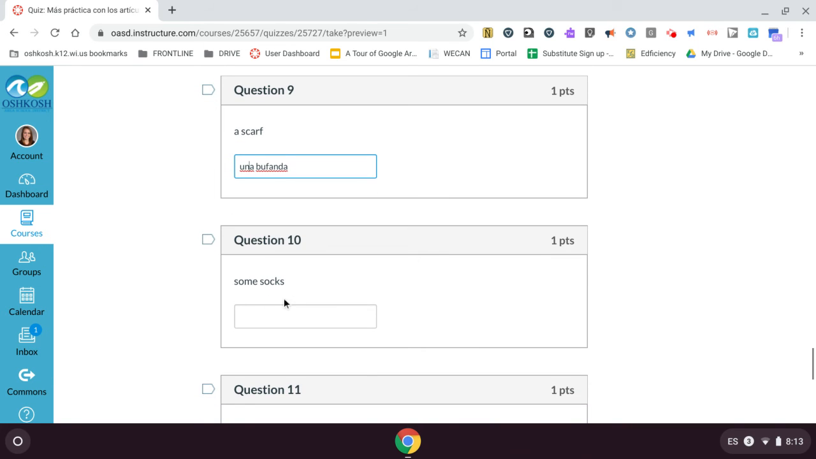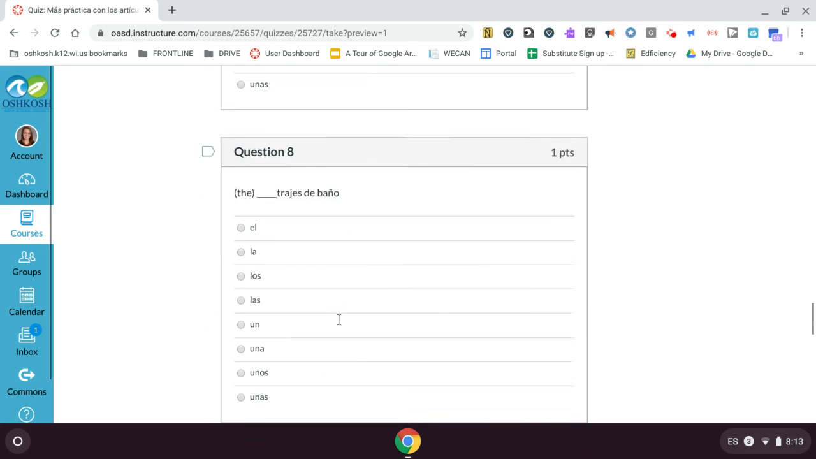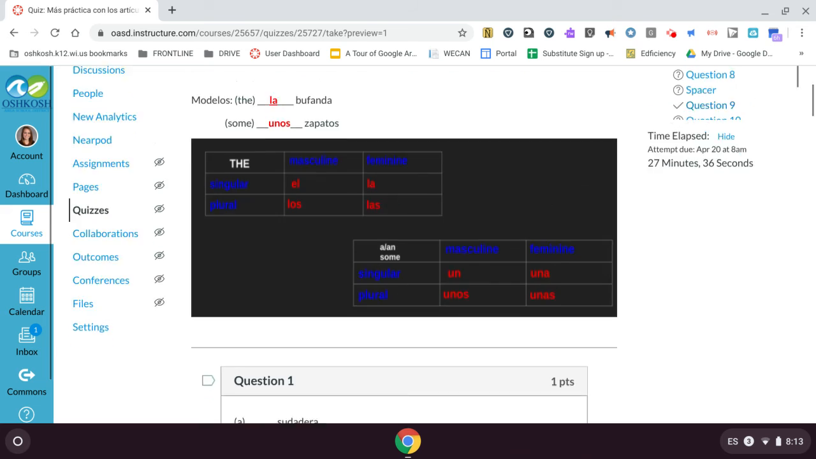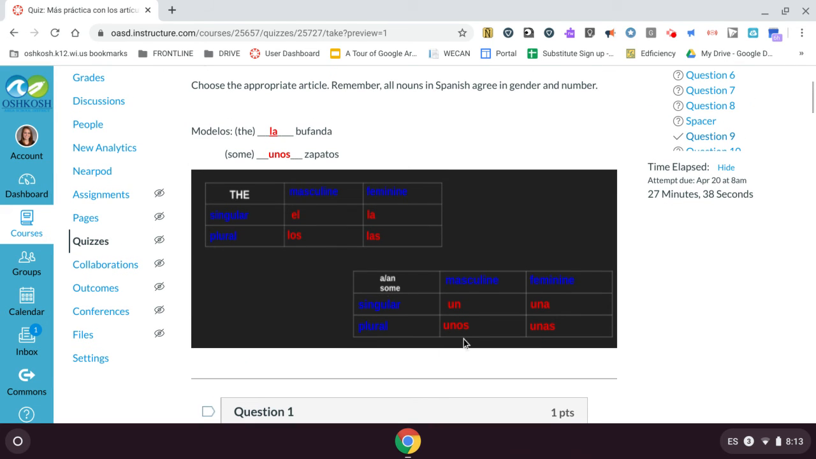Now instead of saying the scarf, you're saying a scarf. Here you're saying some socks. So again, look in your notes. How do you say socks? But then be careful that you are using some. Sometimes what people like to do is they'll put both of these words up here. So, for example, they'll put unos and los. You can't use both of them. You are either going to use unos or los. So pay attention. If you are wanting to say the, you would use these words. If you want to say some, you will use these words.